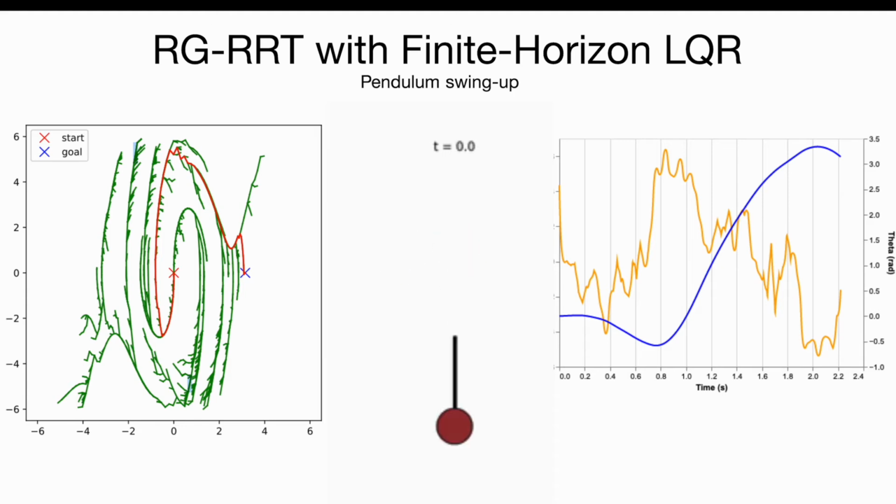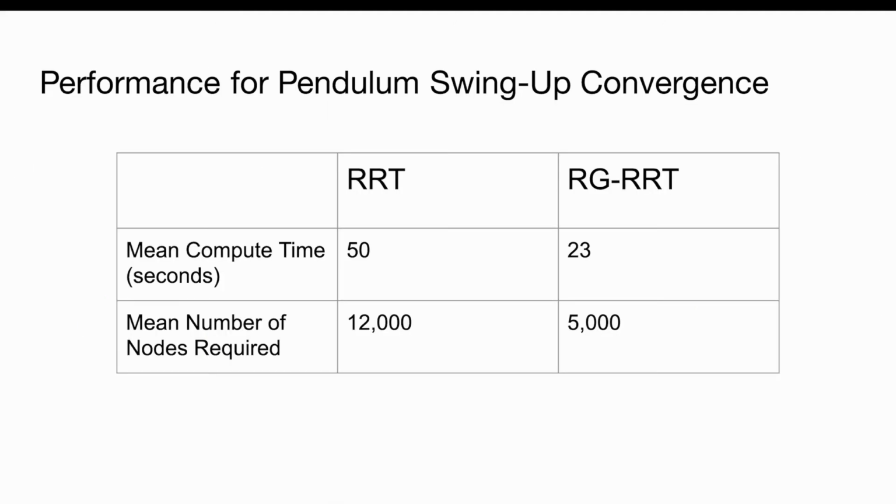LQR stabilizes the trajectory and helps correct for any linearization errors. LQR also smooths out the input torques, as you can see in the torque and theta graph. Our reachability-guided RRT converges on a solution substantially faster than RRT, but there is still a lot to be desired.